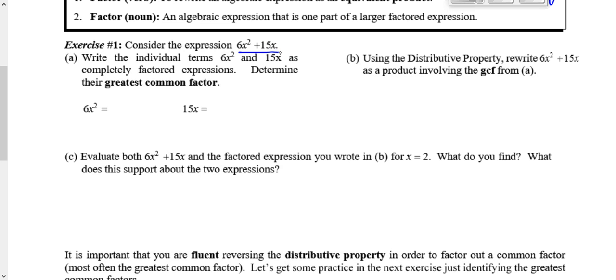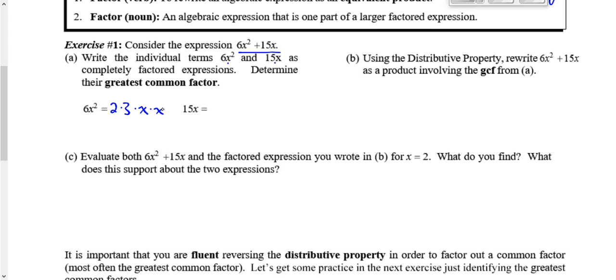So what they want us to do is take these two terms separately, 6x squared and 15x, and find their greatest common factor. So let's completely factor out every factor that multiplies together to get 6x squared. Let's start with the 6. Give me a couple of numbers that multiply to 6. Okay, so we can rewrite this as 2 times 3 times x times x.